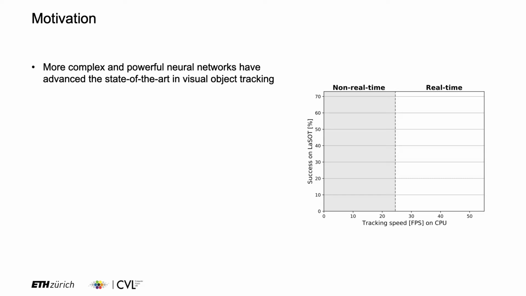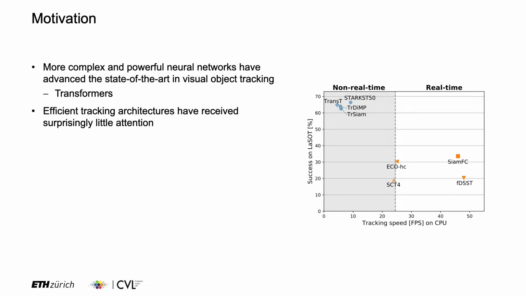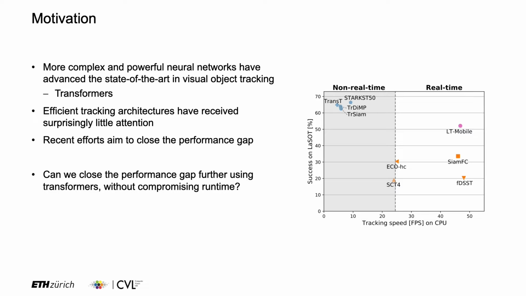Motivation to this work. More complex and powerful neural networks have advanced the state-of-the-art in visual object tracking, and specifically transformers. However, efficient tracking architectures have received surprisingly little attention, with some recent efforts aiming to close that performance gap. In this work, we ask ourselves, can we close the performance gap even further using transformers, however without compromising on the runtime?